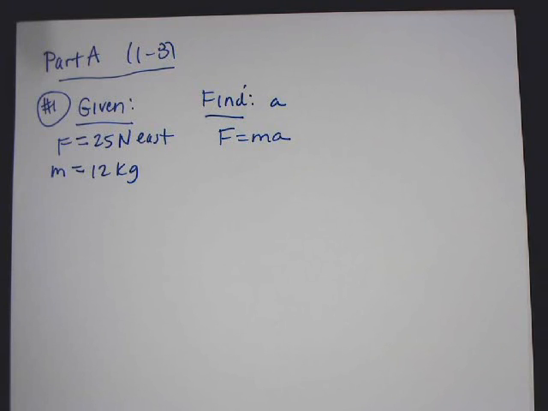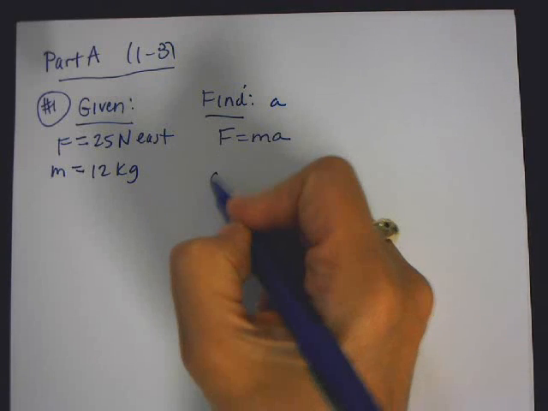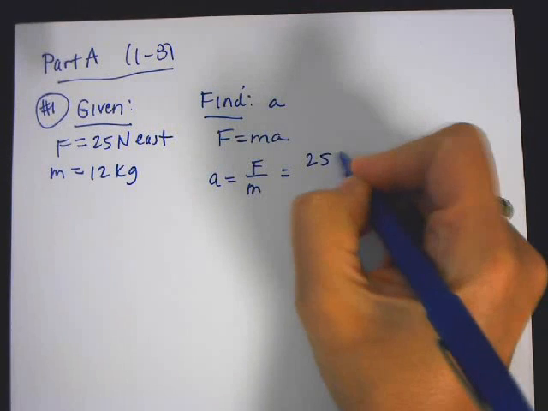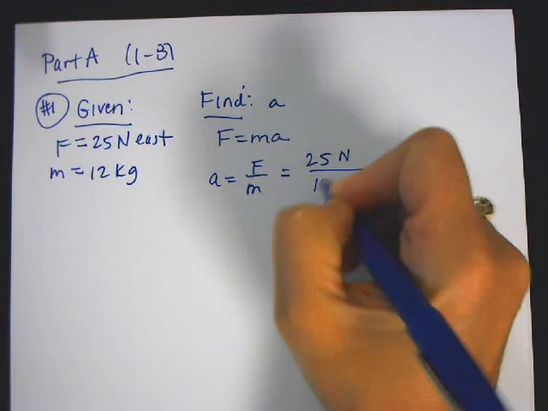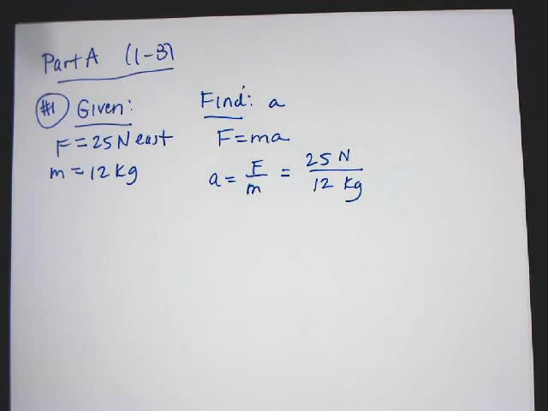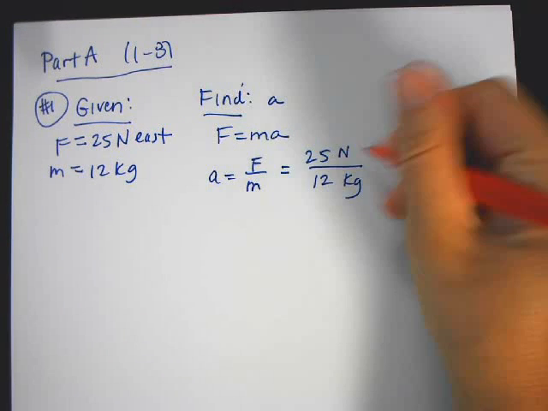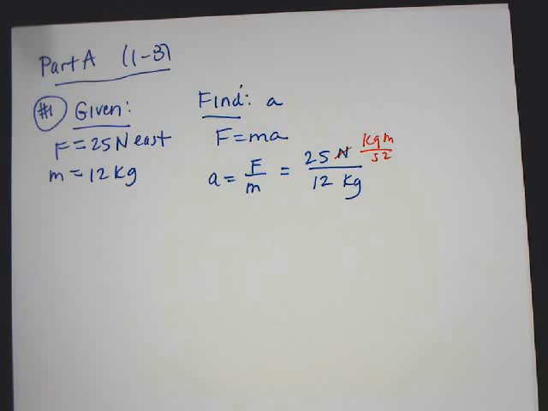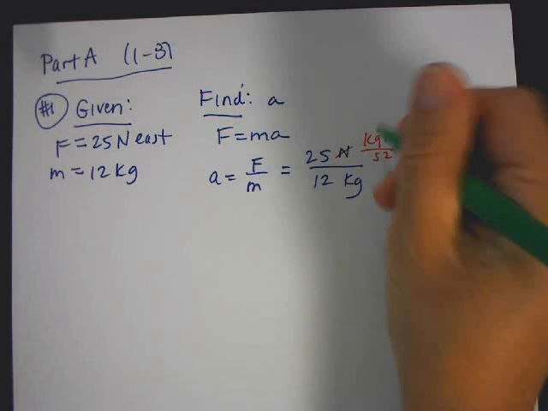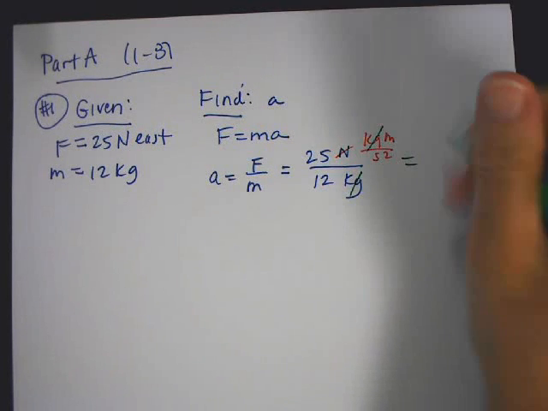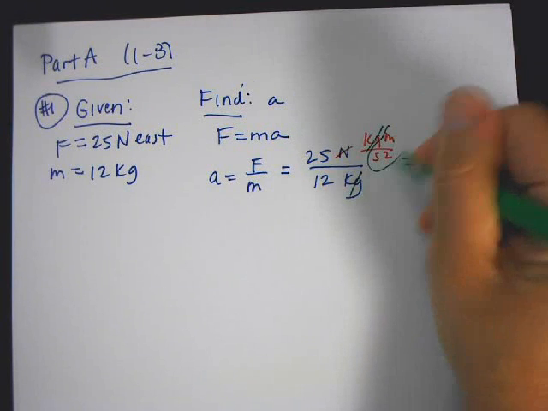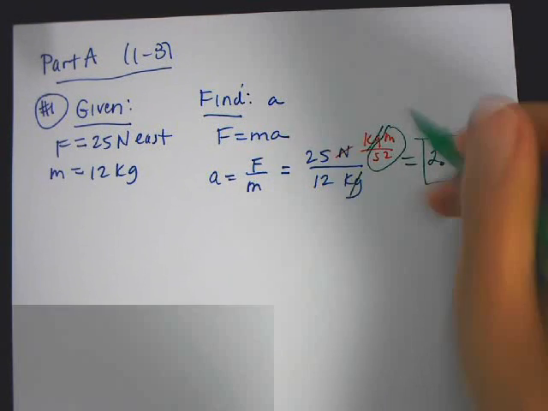So now the next step is I'm going to rearrange the equation to solve for the unknown in terms of the known. So A is equal to F over M, which is equal to 25 newtons over 12 kilograms. But if I want, I can already change that newton in my work and say this is a kilogram meter per second squared. And when I do that, I can already cancel my units. So when I get my final answer of 2.1, the unit is meters per second squared, and that's the correct unit for acceleration.